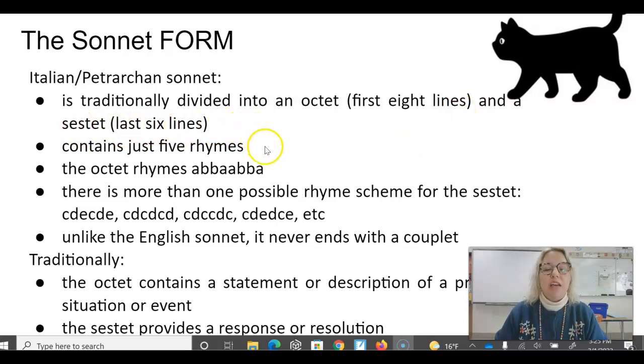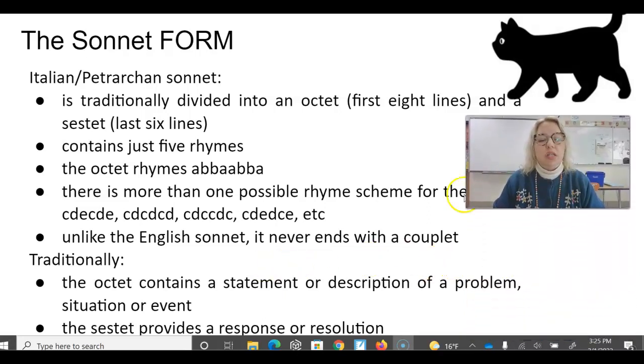It contains just 5 rhymes, and so here's the rhyme scheme of the octet: A, B, B, A, A, B, B, A. There's more than one possible rhyme scheme for the sestet, but it's one of these 4. Unlike the English sonnet, it never ends with a couplet. What's a couplet? It's 2 lines that rhyme with each other side by side.